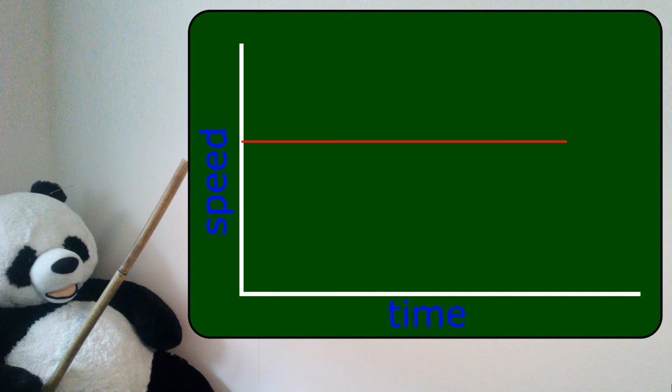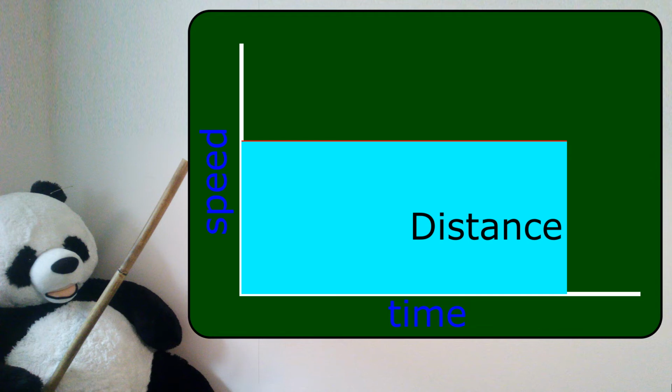And to do that, let's start by taking a look at a more simple situation, an object traveling at a constant speed. In this graph of the speed with respect to time, you've got the straight line there representing your constant speed, and if you wanted to know how far that object has traveled, you'd take the speed and multiply that by the time, which visually is represented by the shaded area here, and that gives you your distance, a nice rectangle.